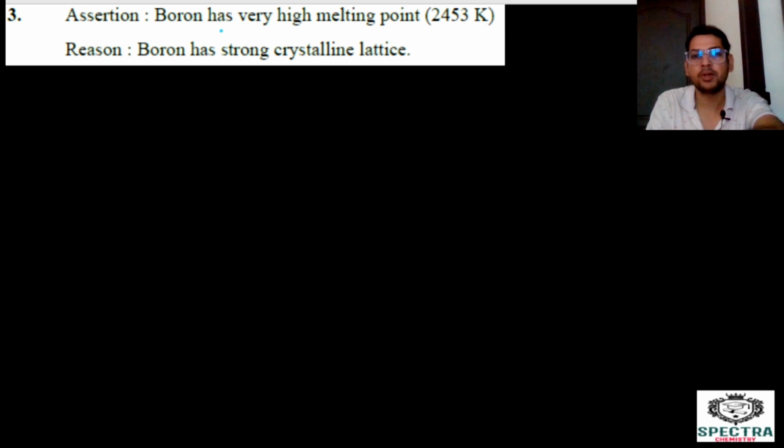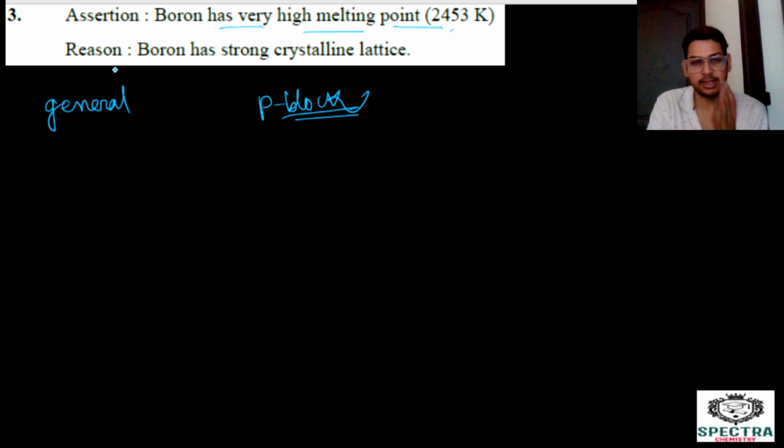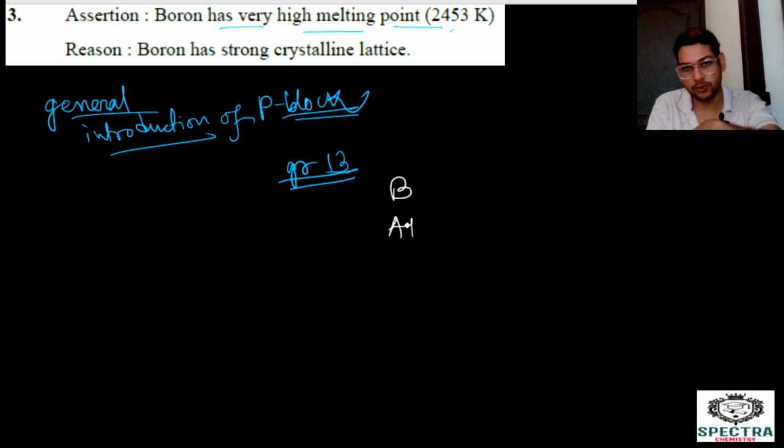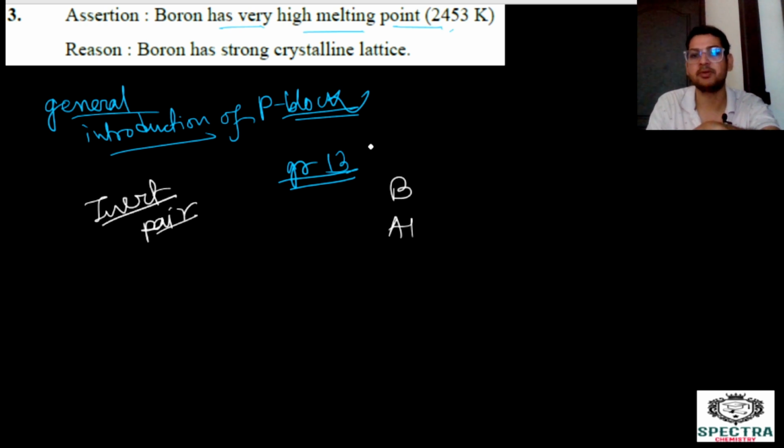What is given? Boron has very high melting point. This is actually from P block, general introduction to P block. The whole chapter is not in your syllabus right now, but some parts are there. So from general introduction of P block, boron is actually in group 13. I told you from boron you have to get the general electronic configuration of boron, aluminium, all those. You have to know about inert pair effect. You have to know about B2H6, the banana bond, all these things.